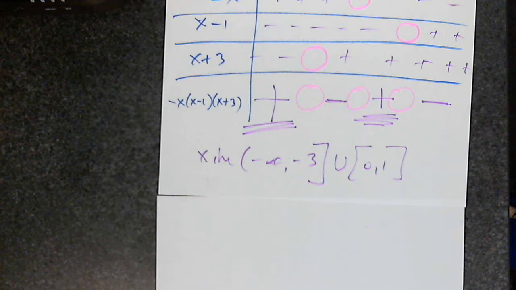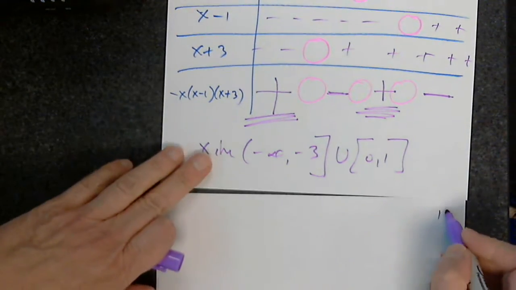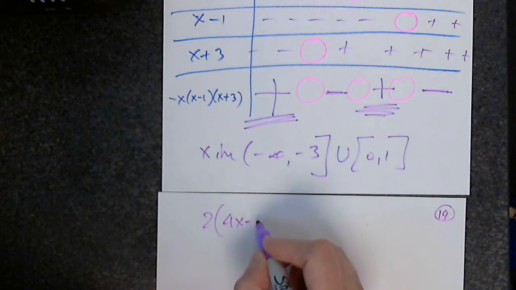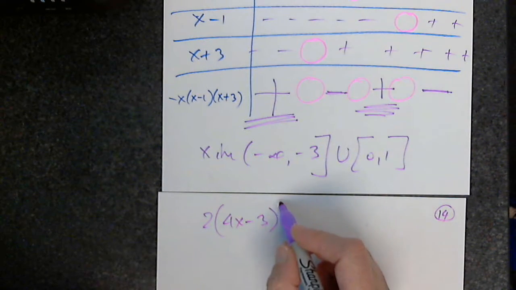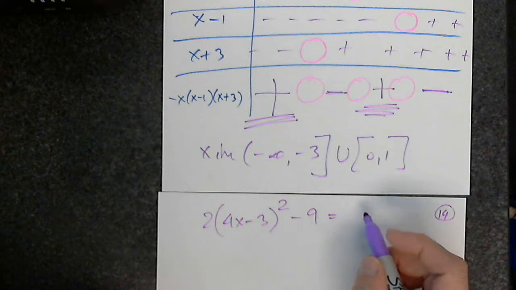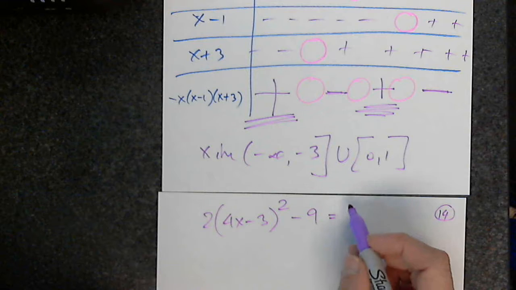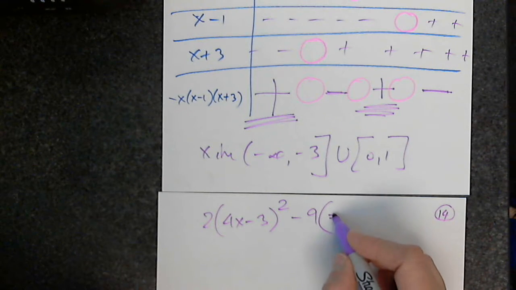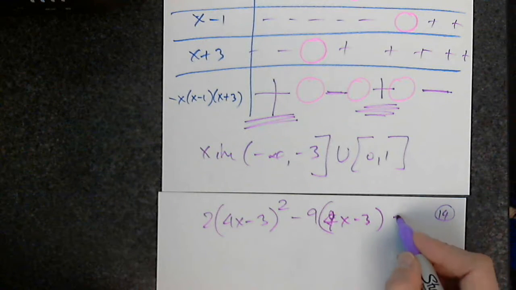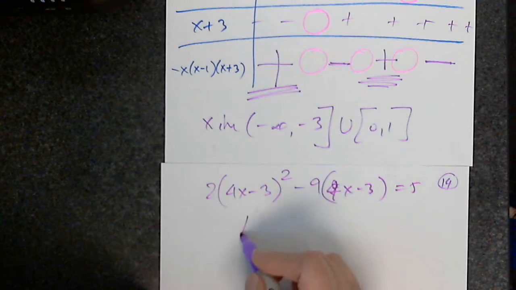Yes, next question, please. Let's solve the equation. 2(4x minus 3) squared, like this? Yeah. Minus 9(4x minus 3) minus 5. Good. So I will do the same thing.